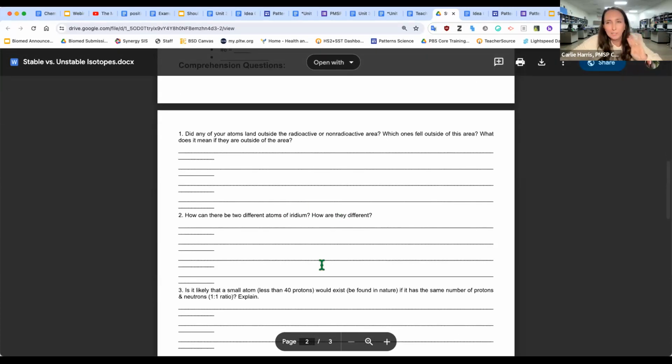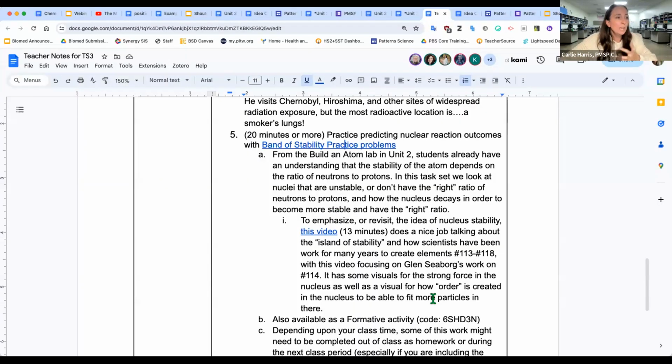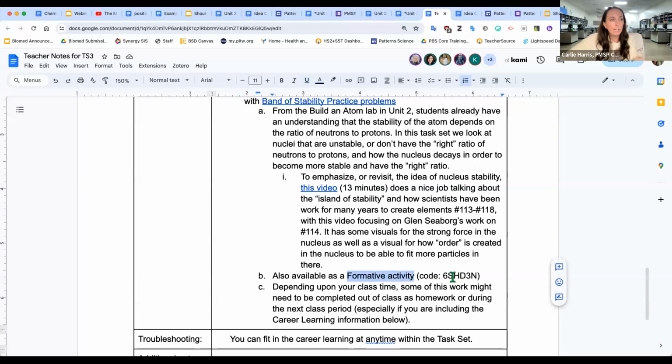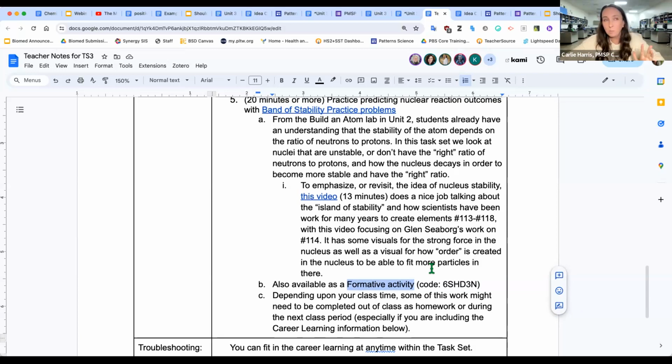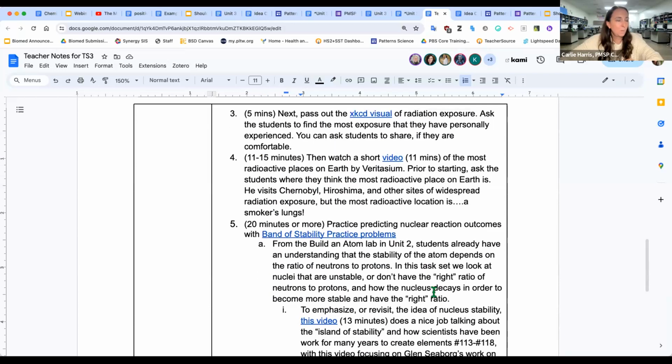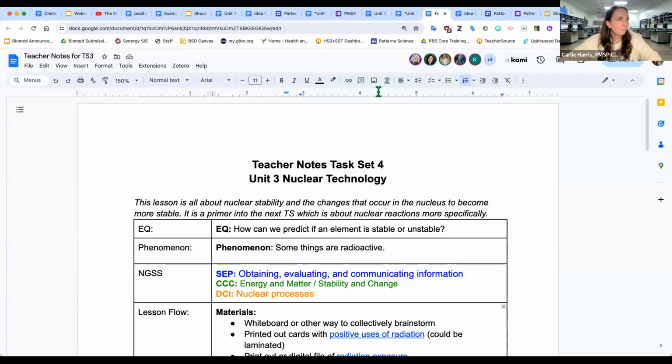Here, the formatting looks a little weird because this is a Word document, but it opens up just fine. So if you want a formative version of that activity, we actually have a code, so you can copy that if you use Formative. It used to be Go Formative. So that could be something that you choose to do in class. That could be extra practice, homework, if your students do homework, right? And we've got some other resources here to help you emphasize or revisit the idea of the nucleus and stability. So that is task set 3.